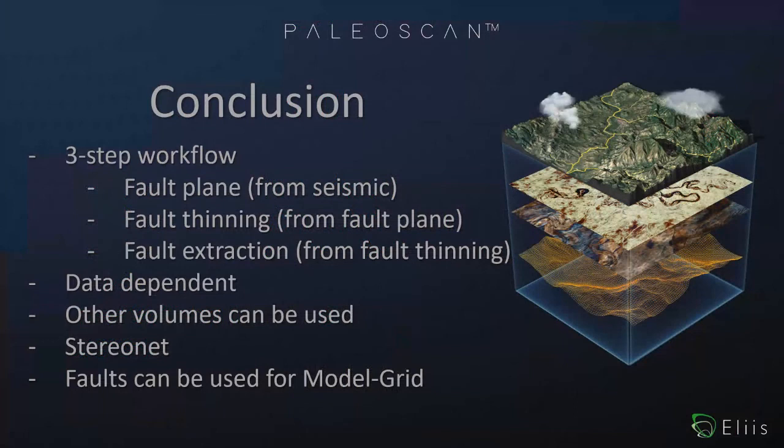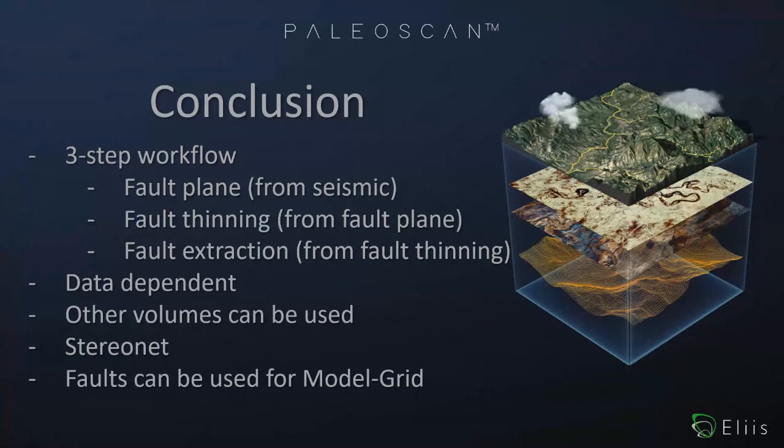You can see that the AFE is a 3-step workflow. The first step is to create the fault plane, coming from the seismic. Then the idea will be to thin it, so we are going to create a fault thin cube, a new cube that comes from the fault plane. And then we're going to extract all the faults, which comes from the fault thinning.